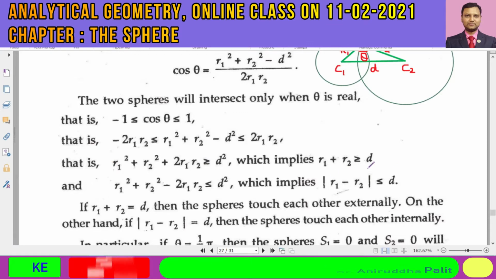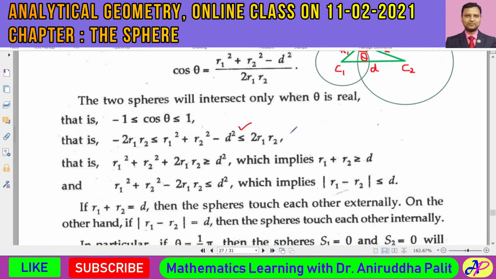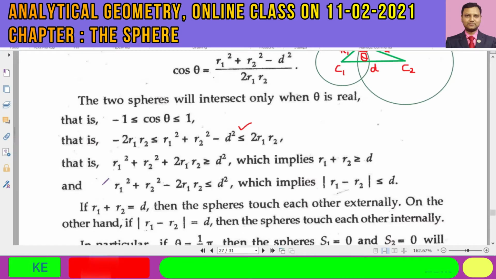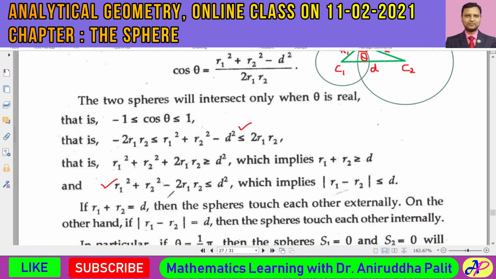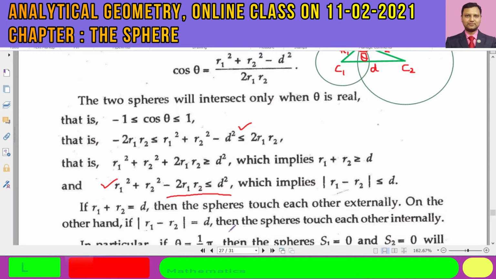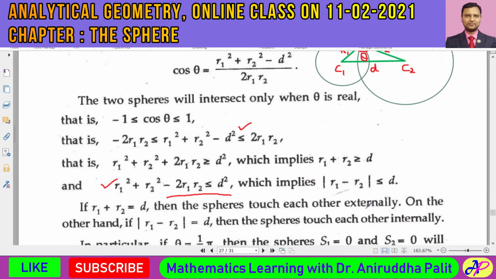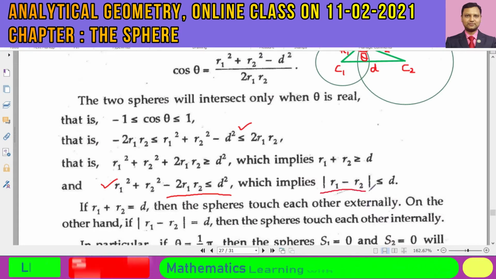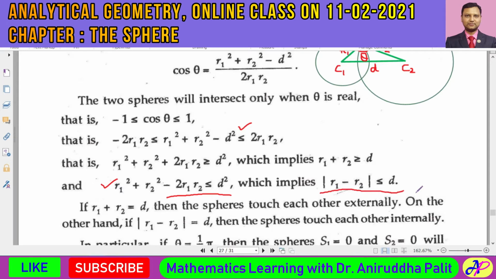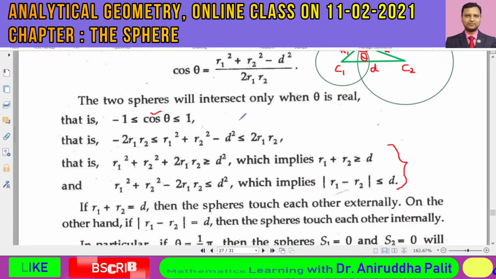And from the second inequality, what we observe is that r1 square plus r2 square minus twice r1 r2 would be less than or equal to d square, and this implies that the modulus of r1 minus r2, the difference between r1 and r2, should be less than or equal to d. So these are the two conditions imposed on r1, r2 and the distance d, so that this angle theta would be a real angle, and cos theta would lie between -1 and +1.